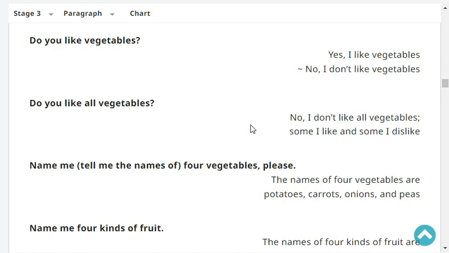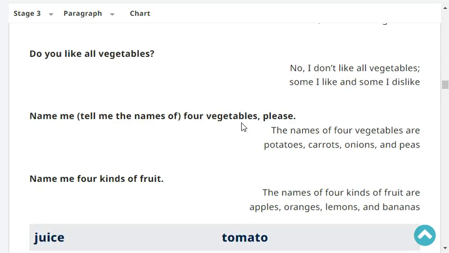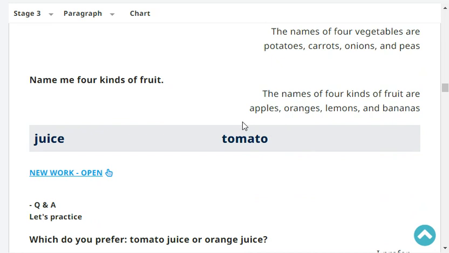Very good. Name me four vegetables, please. The names of four vegetables are potato, carrot, onion, and peas. Very good. Name me four kinds of fruit, please. The names of four kinds of fruit are apples, oranges, lemons, and bananas.